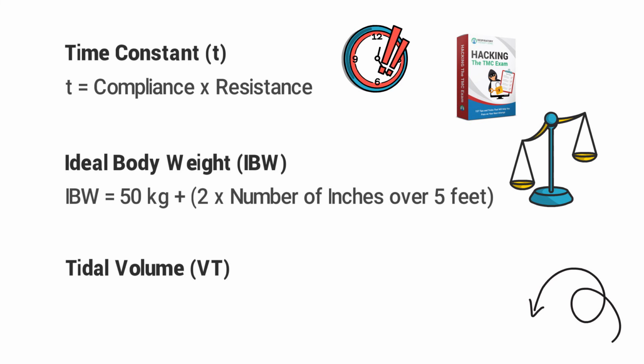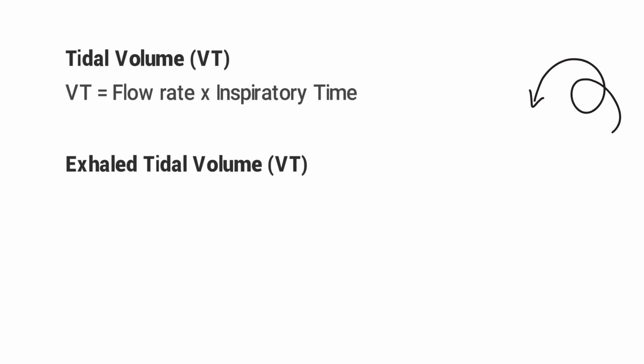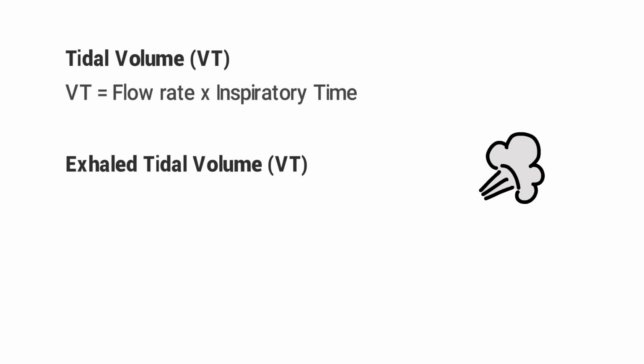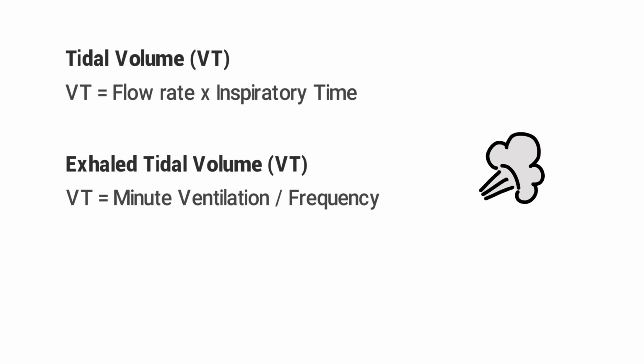Next up is the tidal volume. Simply to get the tidal volume, all you have to do is say the flow rate times the inspiratory time. Then there's the exhale tidal volume. The calculation for this one is the minute ventilation divided by the frequency.